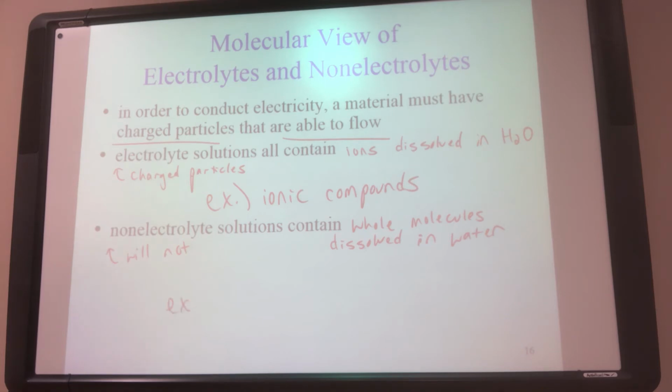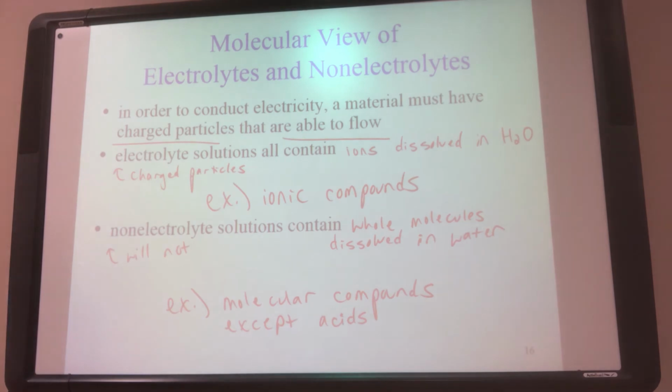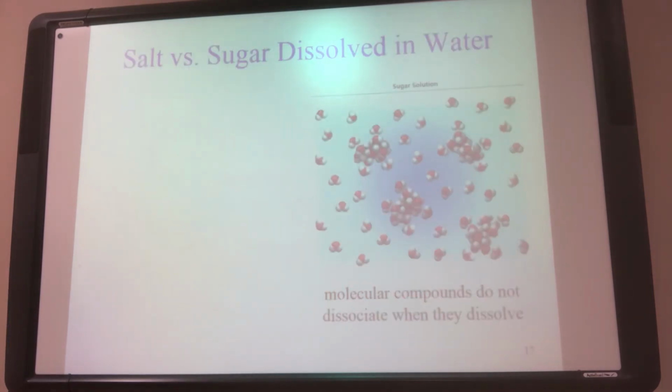The other type we talked about is covalent, or molecular, compounds. Those are going to be non-electrolytes, except for acids. We're going to talk about acids and bases later in this chapter. So ionic compounds are electrolytes, and molecular compounds are non-electrolytes. Let's look at that on the next slide.